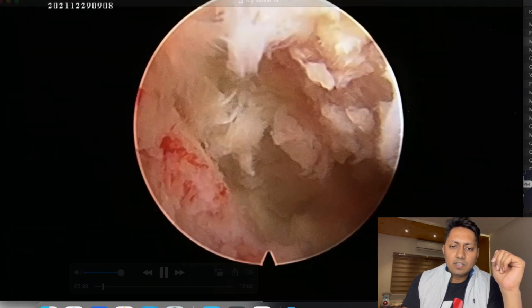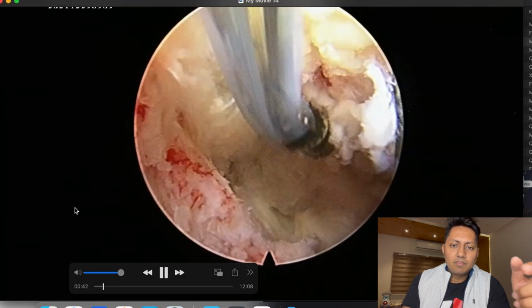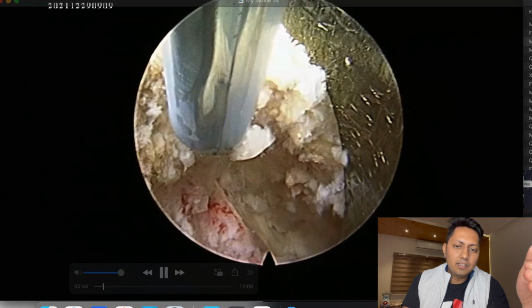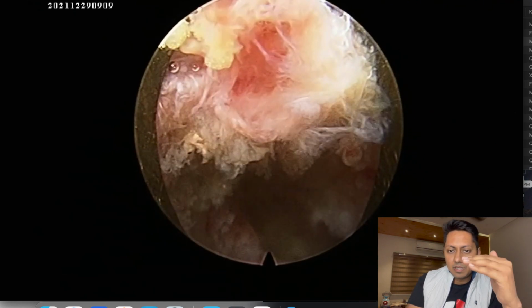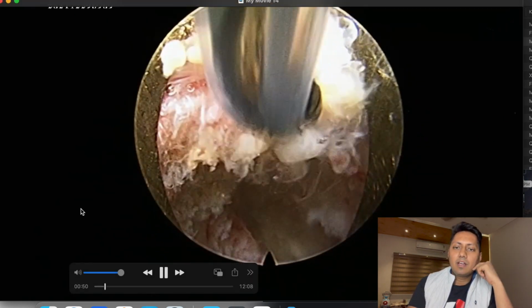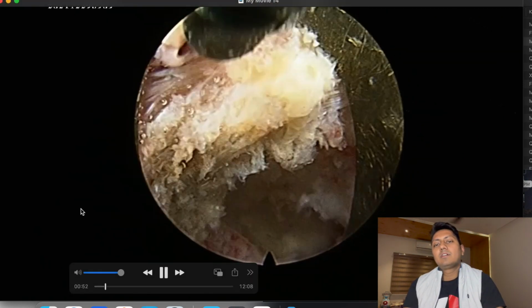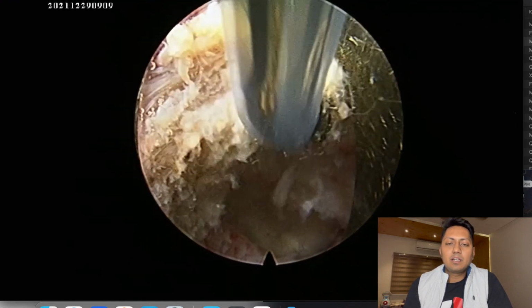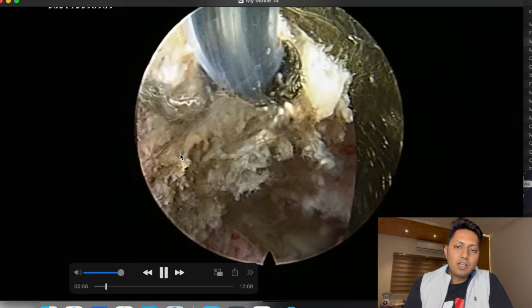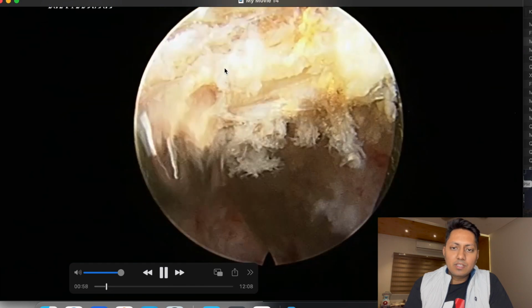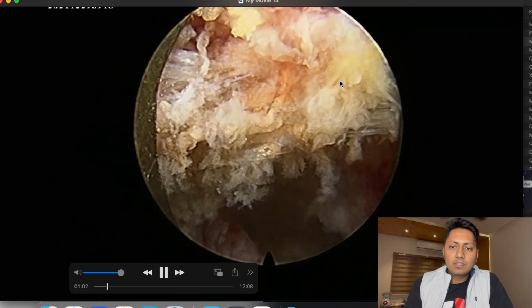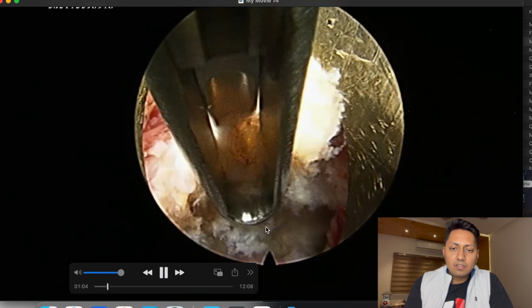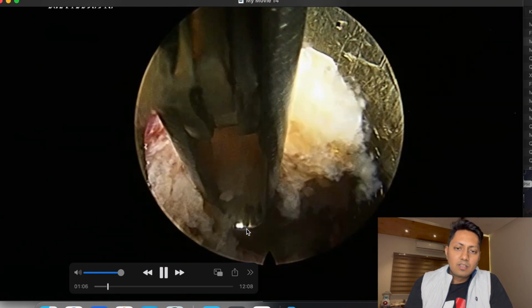Now I have increased the speed of video because the first part includes mainly removal and creation of space just subannular so that we could work there. As soon as I am done with removing those disc materials, I come out into the foramen and coagulate the structures. What you can see over here is the transverse fibers of the annulus. So this is the annulus and I'll start cutting the annulus.